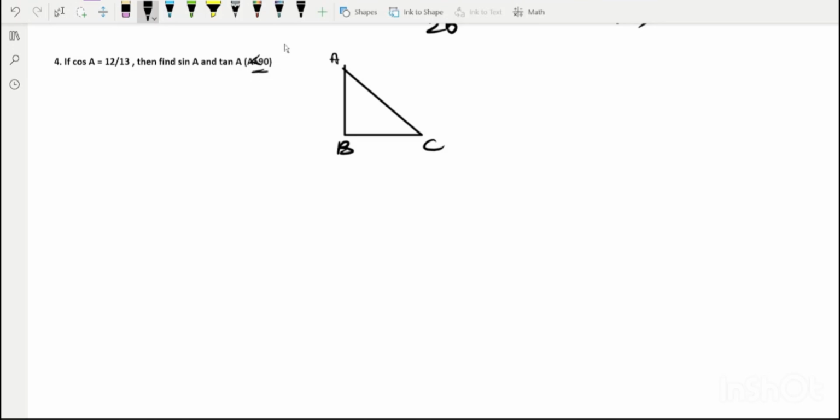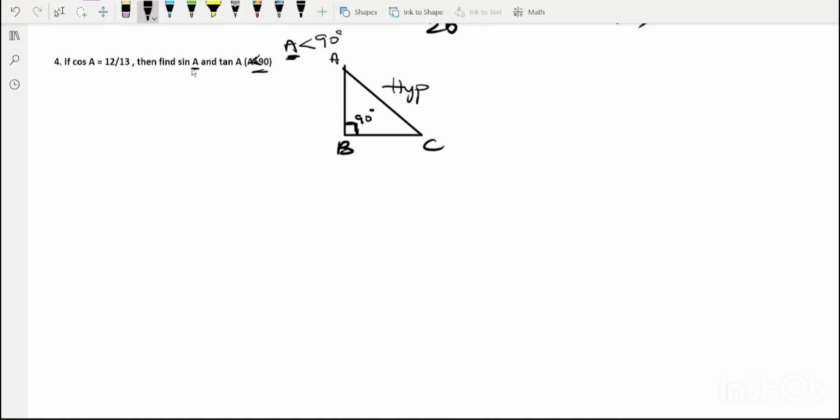So he has mentioned that A is less than 90 degrees, so this is not the right-angled point. We can take any other point like B or C, it's up to you. I'm taking B as the 90 degrees point. So the side which is opposite to the angle will be considered as the opposite side.